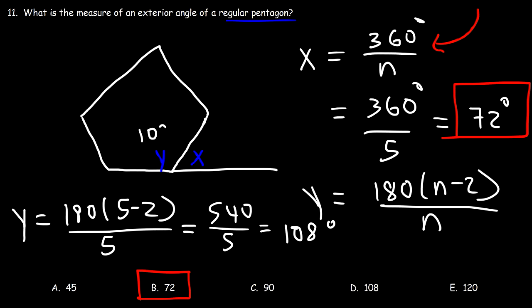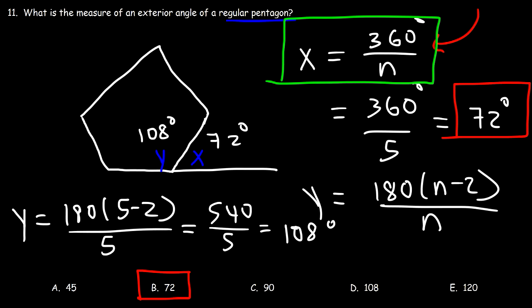So if y is 108 and x and y are supplementary, x has to be 180 minus 108, which will give us 72. So that's another way in which you can get the same answer. But as you can see, this formula is a lot easier. So B is the right answer in this problem.